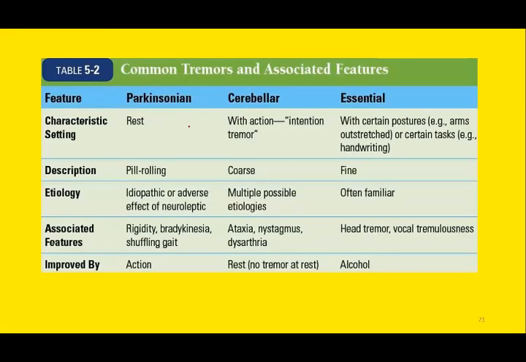Here you can compare the two types of tremors: Parkinson's and cerebellar tremors. Parkinson tremors are present at rest all the time, whereas intention tremors appear when you perform any activity. Similarly, there is pill rolling tremor in Parkinson's disease. In case of cerebellar lesion, the tremors are coarse in nature. When there is no known etiology of tremor, we label such tremor as essential tremor, without any known cause. So these are the important types of tremors that you must remember.